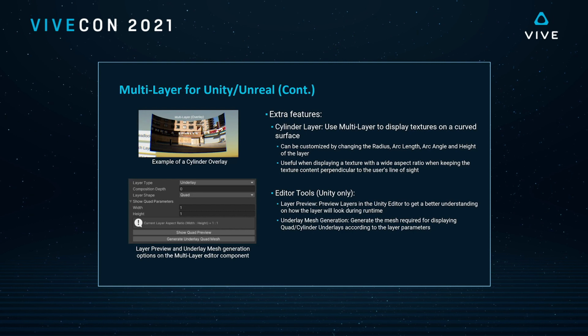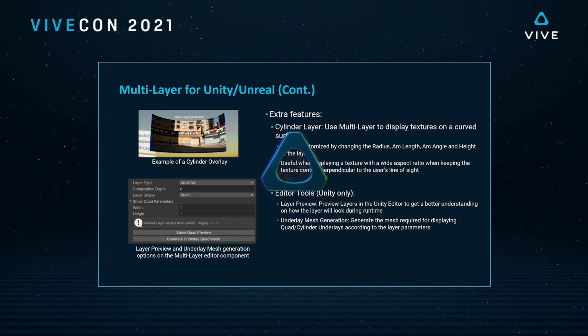Multi-layer includes a couple of extra features like cylinder overlay, which uses multi-layer to display textures on a curved surface. The surface parameters can be customized. It's useful when you're displaying a texture with a wide aspect ratio for content placed at the user's line of sight. Another feature is the new editor tools. You can actually preview these layers inside the Unity editor to get a better understanding of how the layer will look. There's also the feature to create underlay mesh generation.